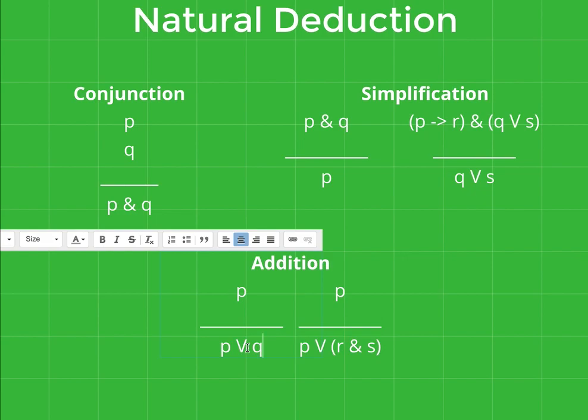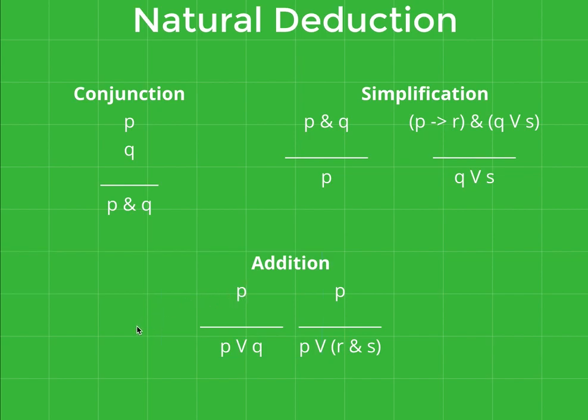Of course, that's not the case with conjunction. I can't go from P to P and Q. That would be wrong because P and Q would require both P and Q to be true. Whereas with P or Q, we only need one of them to be true, and we have up here already been told that one of them is true. Okay? So with addition, you can start with a proposition, and then on a new line, add any proposition you like to that proposition with a disjunction.